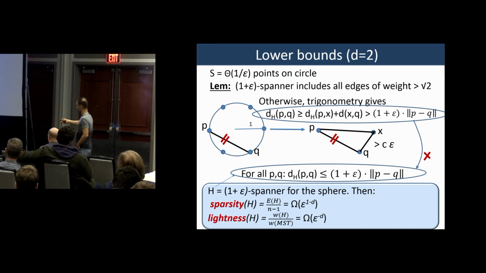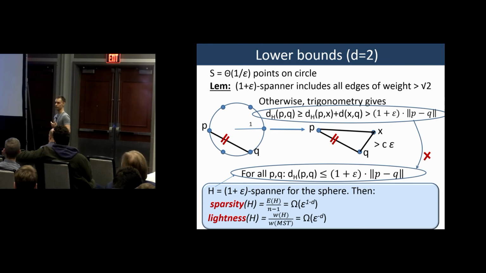We are taking an arbitrary 1 plus epsilon spanner for this point set. And let's say that there are 2 points P and Q that are far away from each other. Let's say farther than square root 2, where the radius is 1. So they are far away, but there is no direct edge between them in the spanner. So how does the shortest path between P and Q look like?